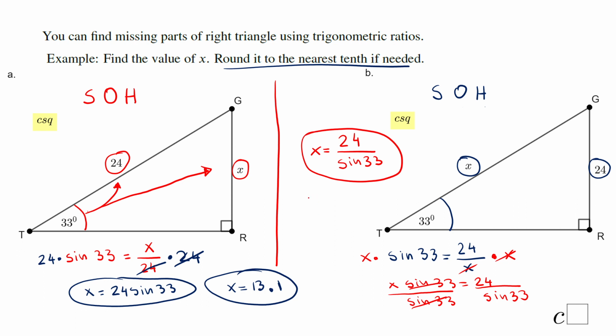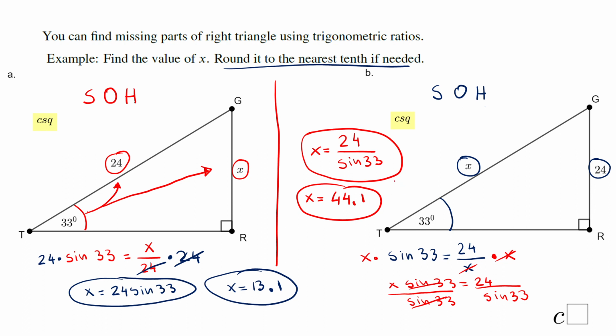If you need to evaluate to the nearest tenth, like I said, you're going to need again a calculator. Again, be careful how you put it: 24 divided by sine of 33. I end up with 44.06. I'm going to round it to the nearest tenth, so that's going to be 44.1.